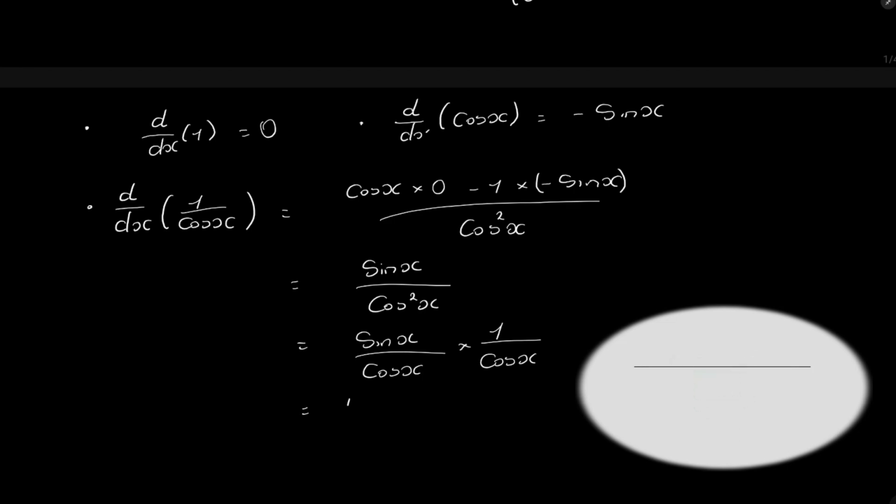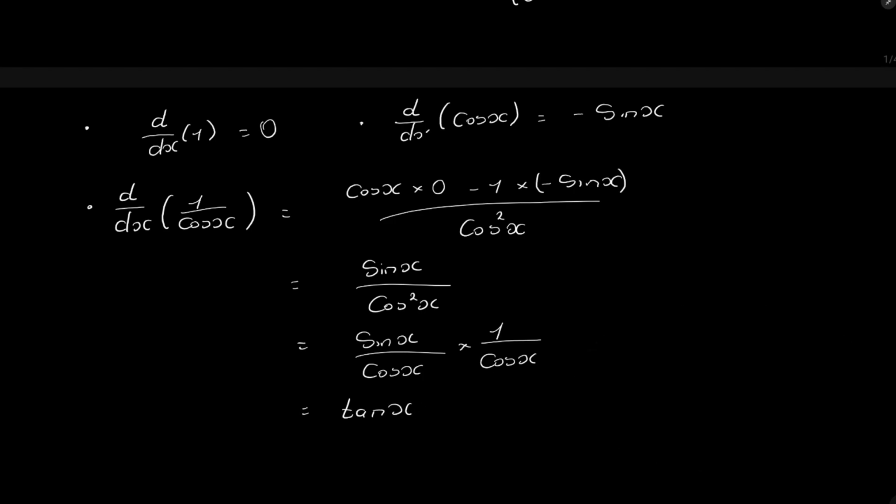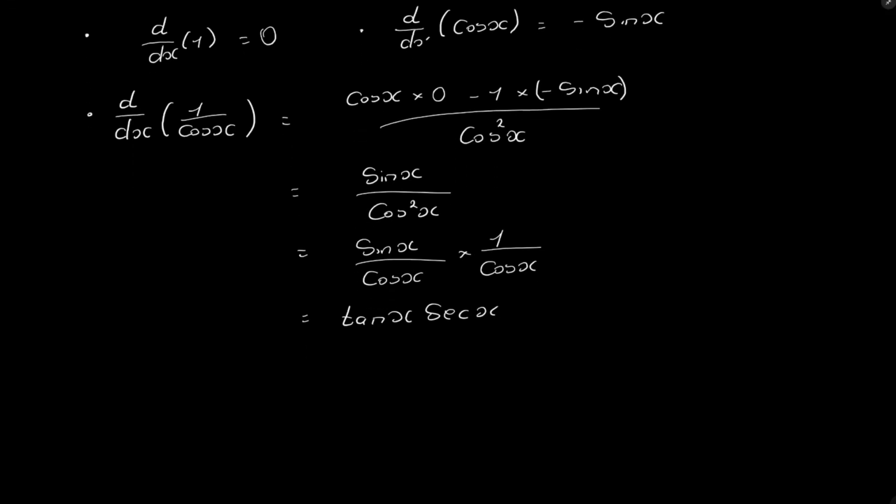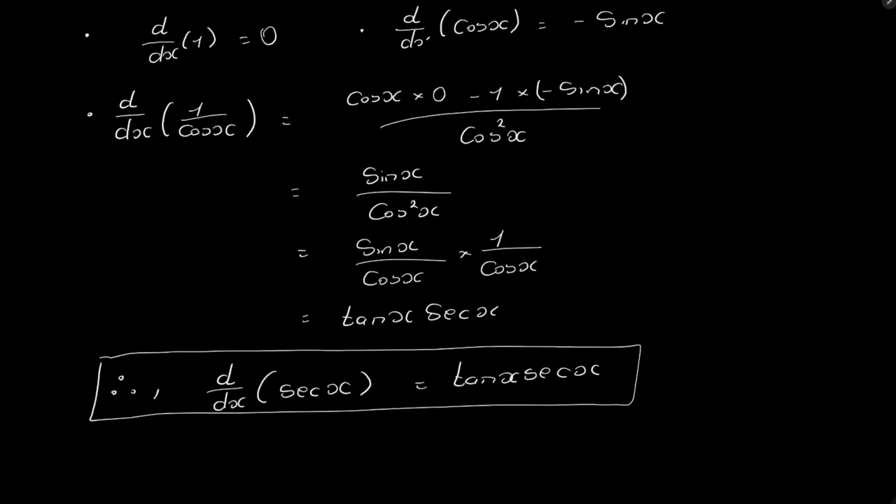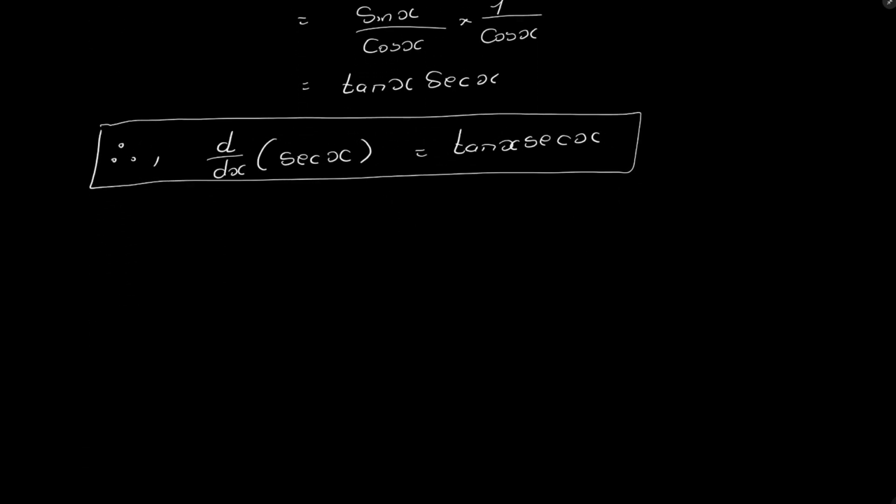And what is 1 on cos x? We know this is sec x. So what can we then say? The differential with respect to x of sec x, which is the differential with respect to x of 1 on cos x, is equal to tan x sec x. We box our answer. So for this method, you just need to memorize this formula, because working throughout differential of trigonometric functions, you will use this formula many and many times.